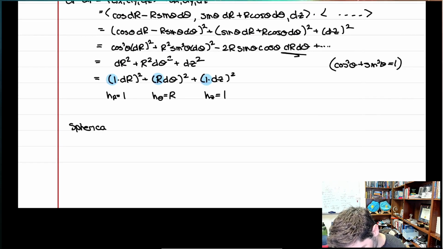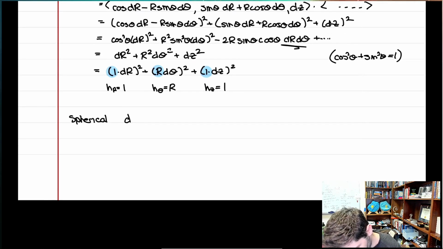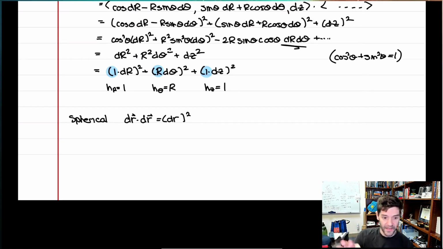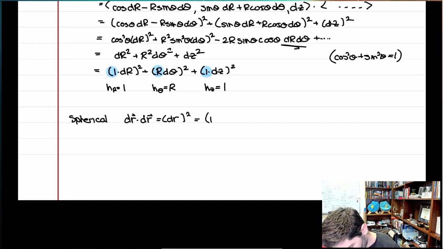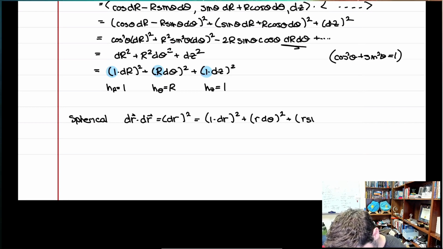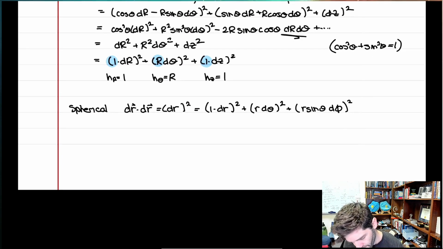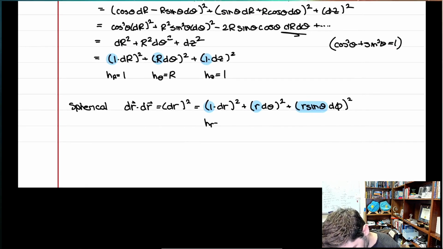For spherical, again, I'll let you fill in the blanks. You can do the same sort of approach you did before. We wrote down what x, y, and z are in terms of r, theta, and phi, and you end up getting 1 times little dr all squared plus little r times d theta all squared plus r sine theta times d phi all squared. So in this case, the scale factors for spherical coordinates are 1 for r, r for theta, and r sine theta for phi.